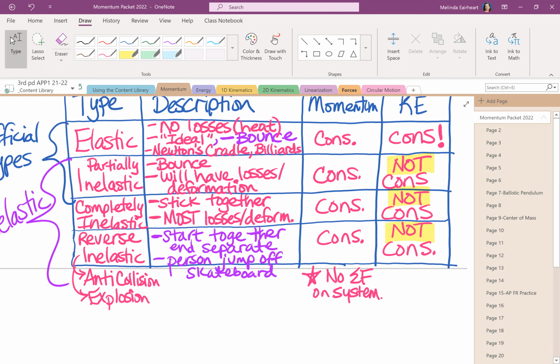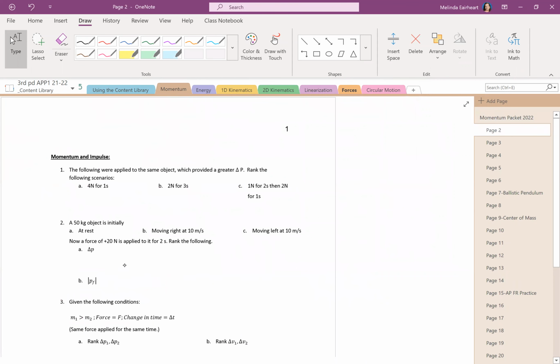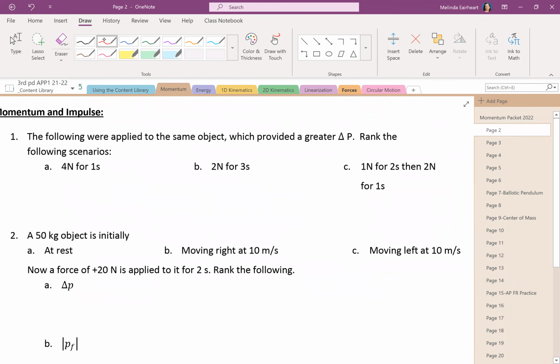Okay, well, let's do some practice. So my goal today is 2 through 6. Page 6 has a level 3-ish, but most of these are level 1, level 2 type of problems. So they hopefully go quicker. So page 2, as easy as it gets. The following forces are applied to the same object. So mass is not going to change, which provides a greater delta P. And I know that's capital. I blame Word. It should be a lowercase p because we're not talking power. What's our new lowercase p?